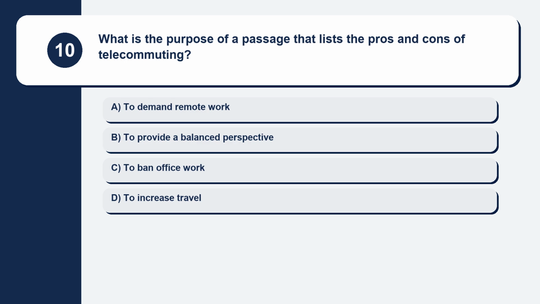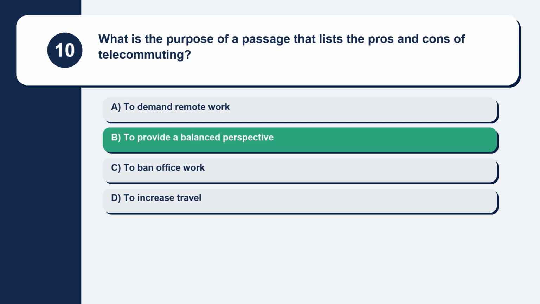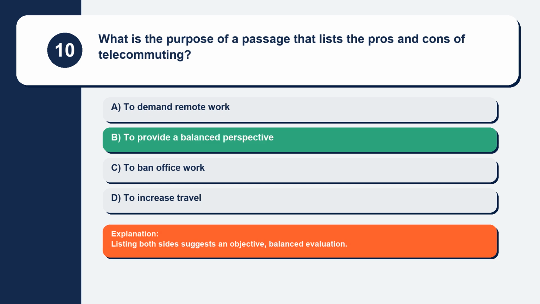Question 10. What is the purpose of a passage that lists the pros and cons of telecommuting? To demand remote work. To provide a balanced perspective. To ban office work. To increase travel. Listing both sides suggests an objective, balanced evaluation.